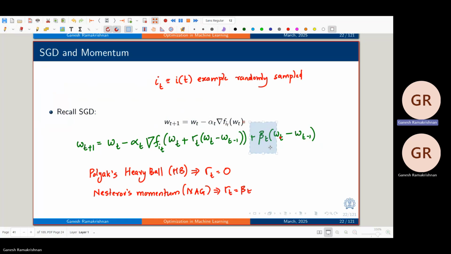Does it give us both heavy ball, that is Polyak's, as well as Nesterov accelerated? And it turns out yes, right? So if you set gamma t to 0, then what will happen? This entire thing will vanish, right? And this bracket will just move here, right?